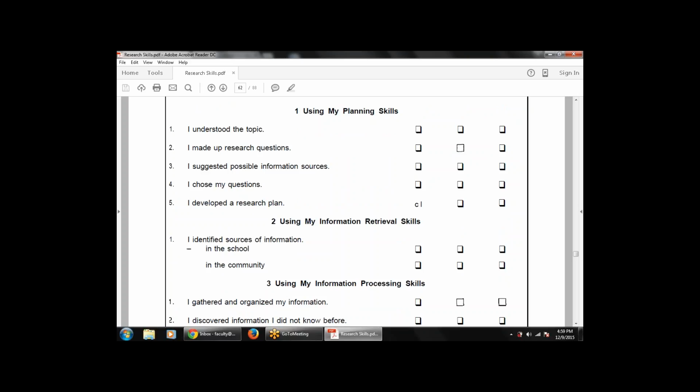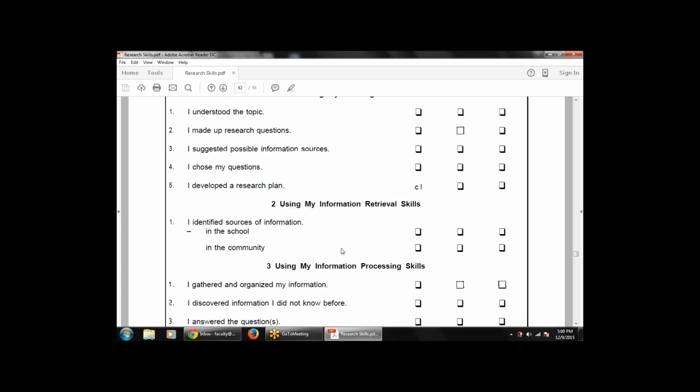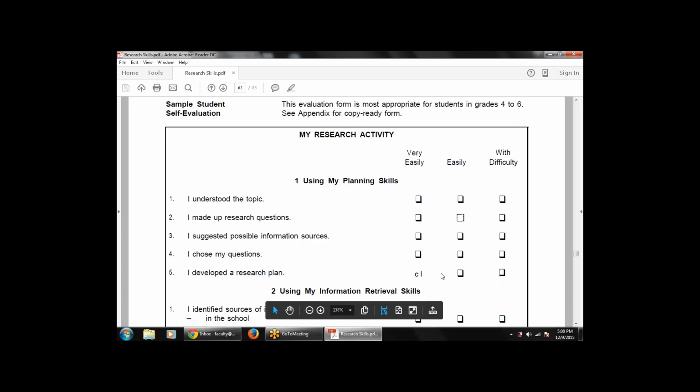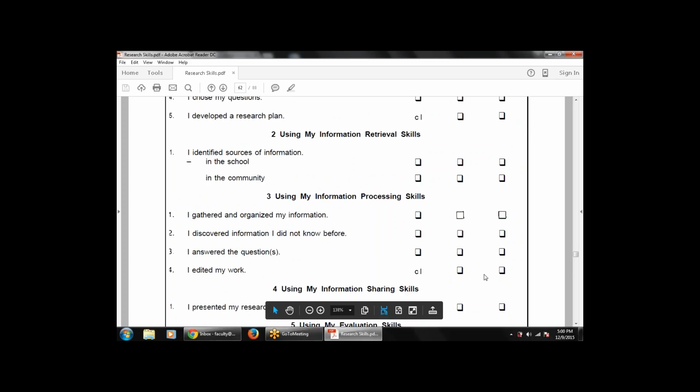I identified the sources of information in the school and in the community. Then, using my information processing skills, I gathered and organized my information, either very easily or with difficulty. Then I discovered information I did not know before. Then I answered the question and edited my work. These are the various questions that I will answer for myself, whether I am doing this one or that one.